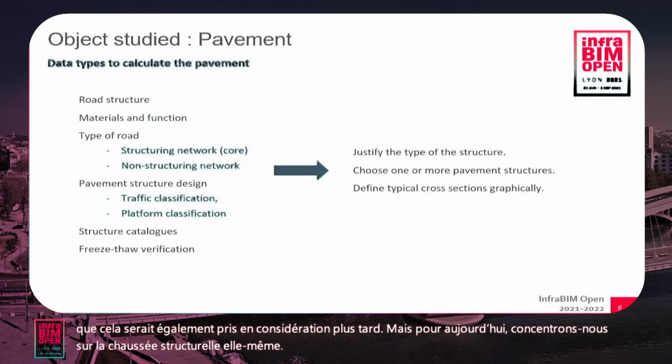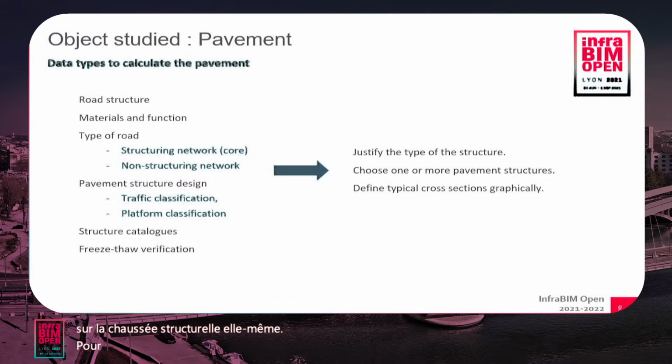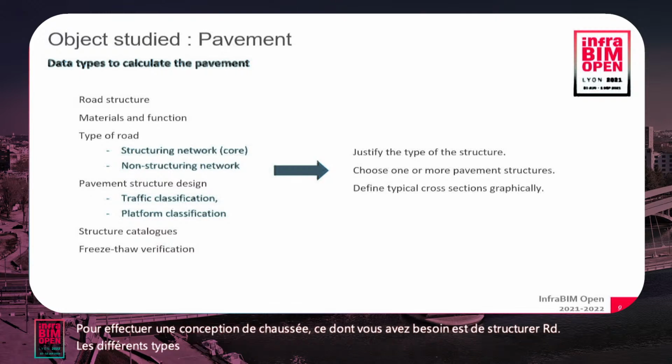To perform a pavement design, what you need is the road structure, the different types of layers and the composition of these layers, the type of road, if you are on the structural network or non-structural network.